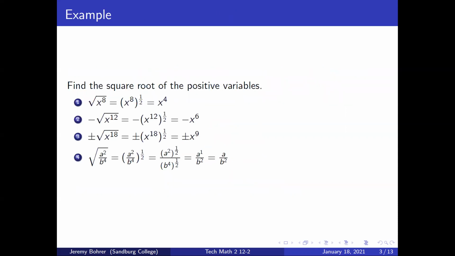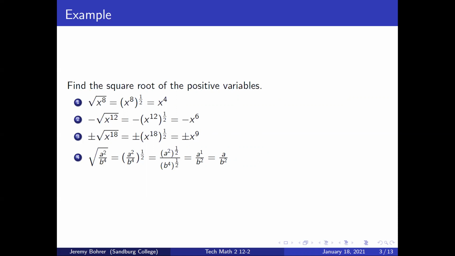Find the square root of the positive variables. The square root of x to the 8th is x to the 8th to the 1/2, which is x to the 4th. Negative square root of x to the 12th is negative x to the 12th to the 1/2, which is negative x to the 6th. Plus or minus the square root of x to the 18th is plus or minus x to the 18th to the 1/2, which is plus or minus x to the 9th.